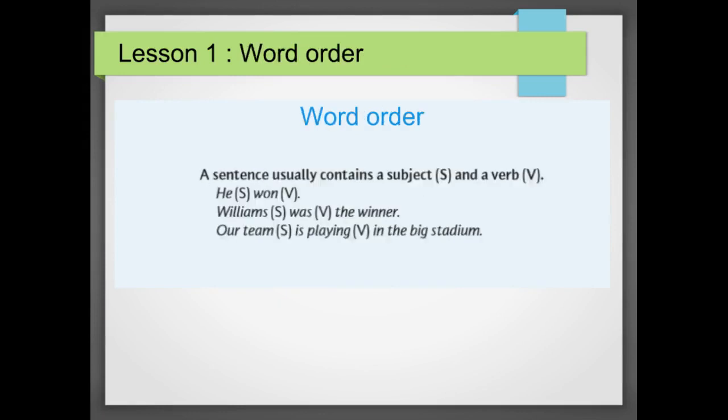Word order. An English sentence usually contains a subject, S, and a verb, V. He, subject, runs, verb. William, subject, was, verb, the winner. Our team, subject, is playing, verb, in the big stadium.